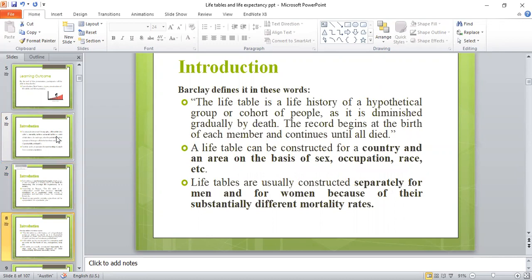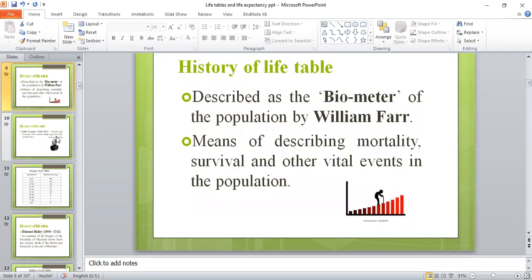Barclay defined the life table as the life history of a hypothetical group or cohort of people as it is diminished gradually by death. The record begins at the birth of each member and continues until all have died. A life table can be constructed for a country or an area on the basis of gender, occupation, race, etc. Life tables are usually constructed separately for men and women because of their substantially different mortality rates.